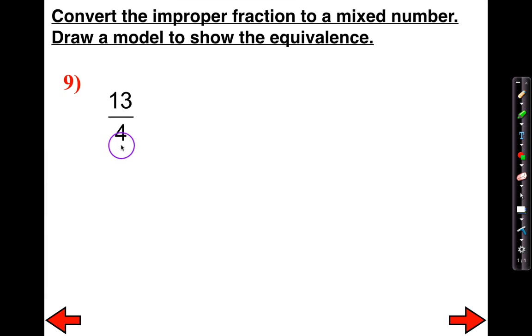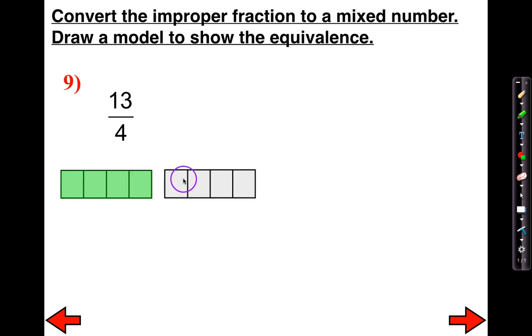Okay, let's try number 9. Same idea. Here we have 13/4, which means we're going to go ahead and separate each block into 4 equal parts. So here we have 4. We're going to go ahead and shade 13 of them. The most you'll notice I can shade in is 4. So I'm going to have to introduce another block with 4 equal parts. So we have 4, 5, 6, 7, 8.